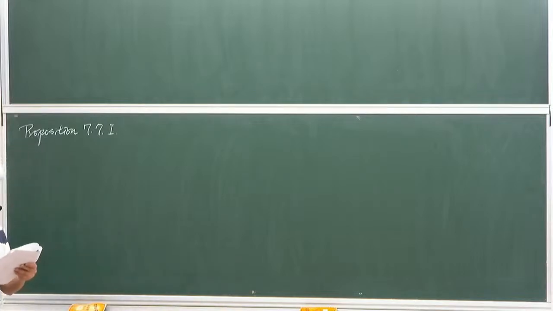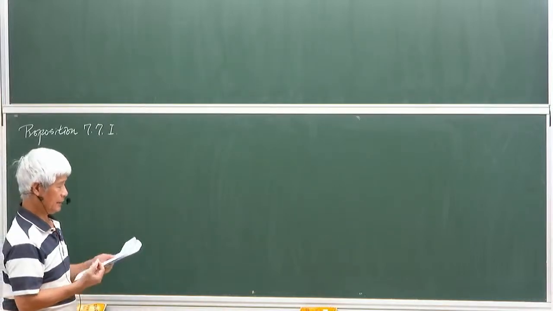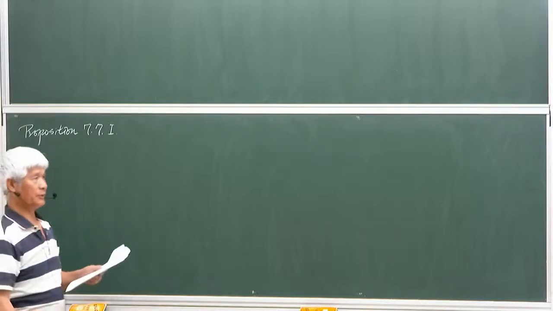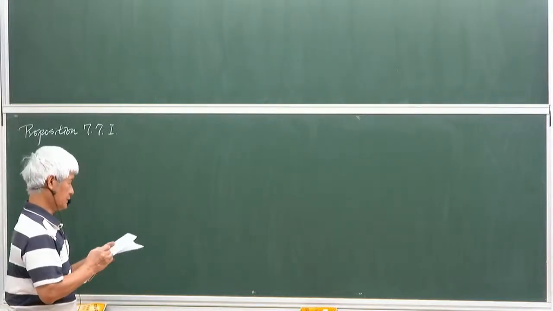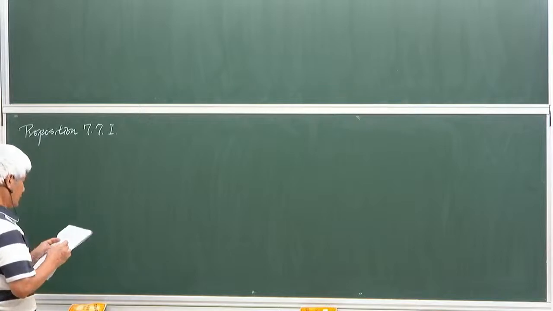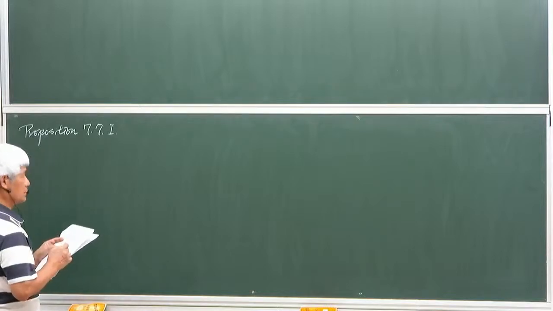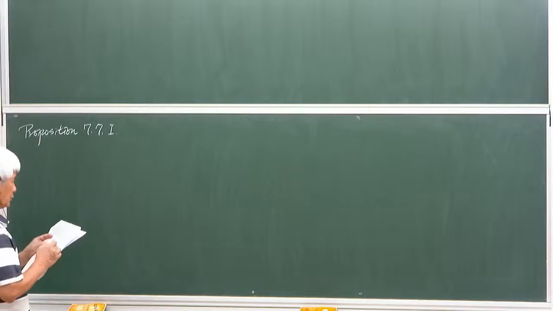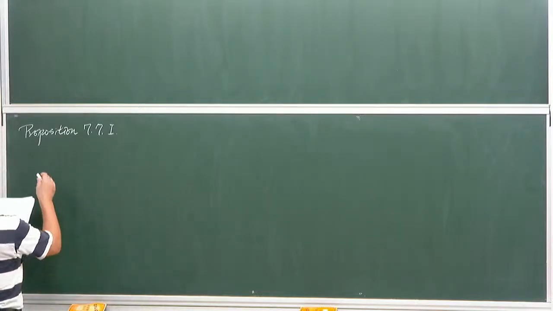Okay, so we defined the joint moment generating function of random variables last Tuesday. Now, I will list two propositions on properties of the joint moment generating function.